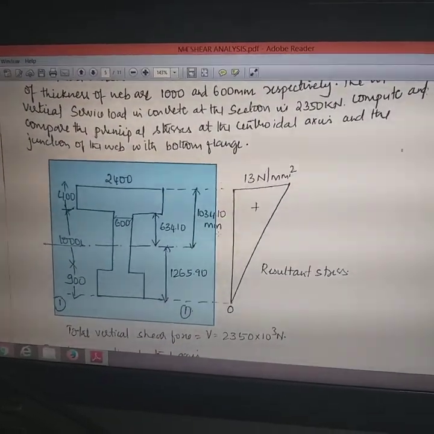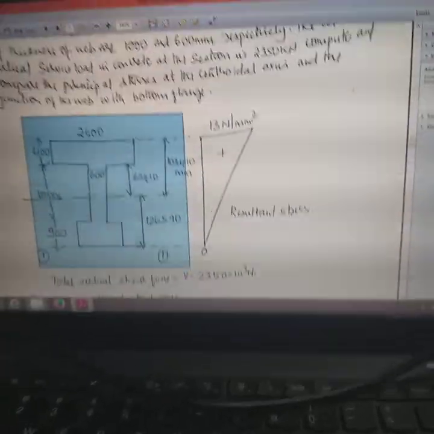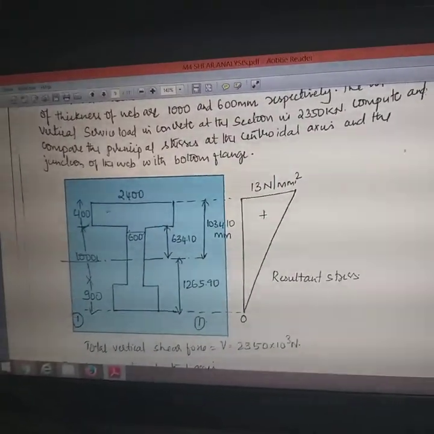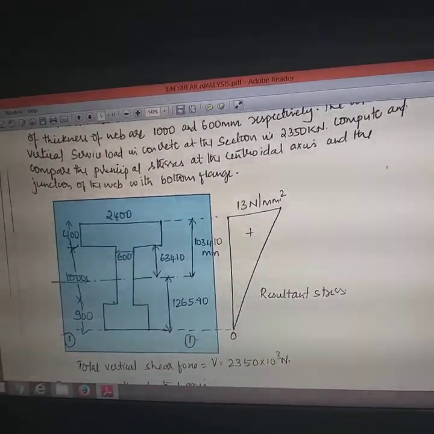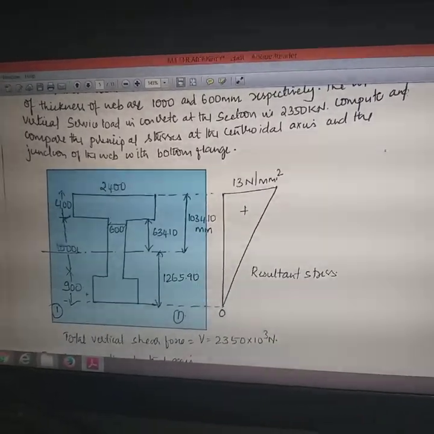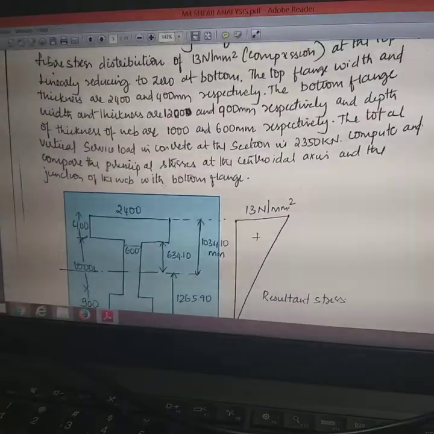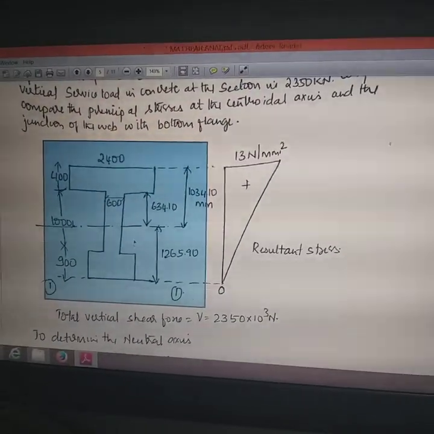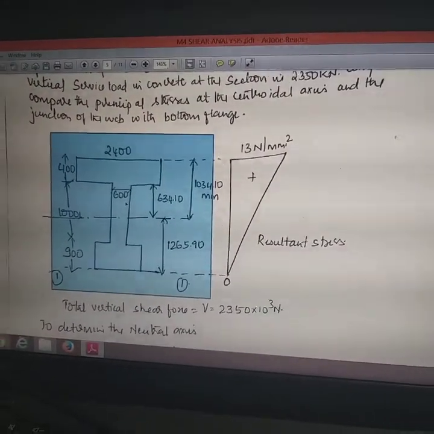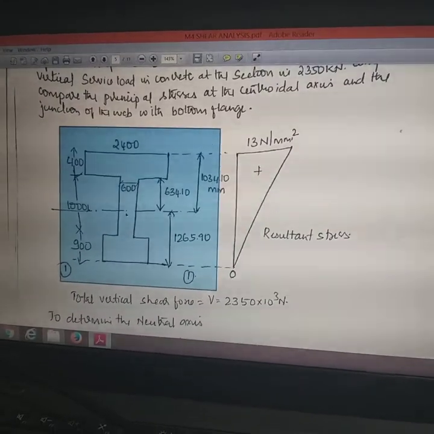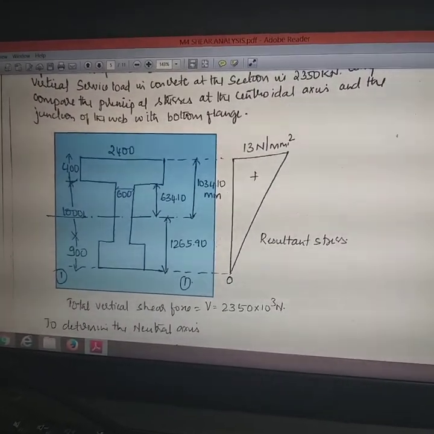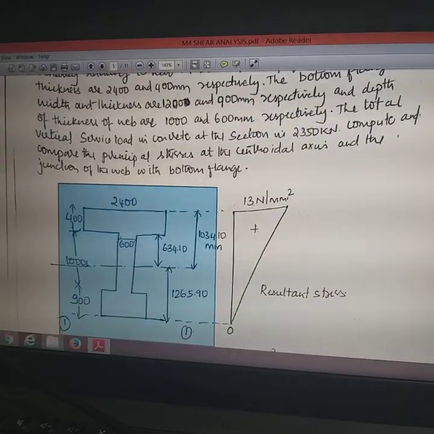This is the cross section. The top flange width is 2400 and the depth of the flange is 400. 900 is the thickness of the bottom flange, and 1200 mm is the width of the bottom flange. 600 mm is the thickness of the web, and 1000 mm is the depth of the web. And there is one more additional data which is specified here.